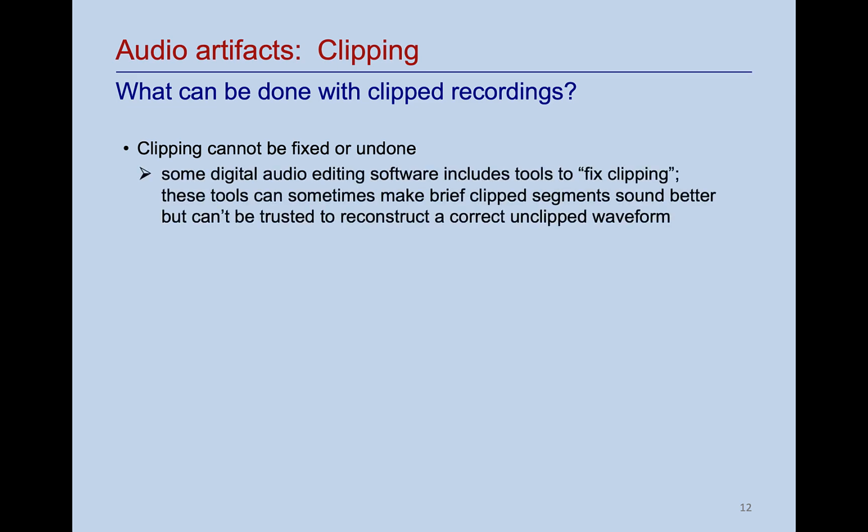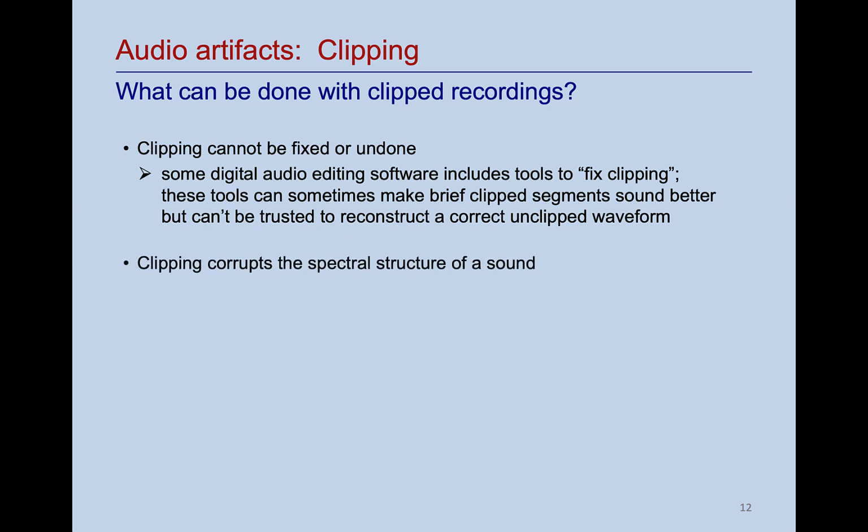Some digital audio editing software will include tools or effects that claim to fix clipping. These tools are really designed to restore short intervals in sounds that are audibly distorted in such a way that they don't sound distorted. And so they can make a recording sound better. But these tools really can't be trusted to perfectly reconstruct a correct, unclipped waveform for purposes of scientific measurement. If your purpose in working with the recordings is to make detailed measurements or description of the structure of the sounds, you should avoid using these fixed clipping tools in various audio editing programs.